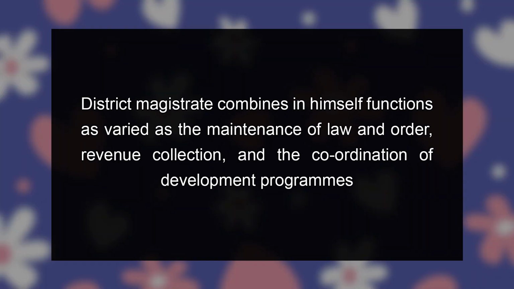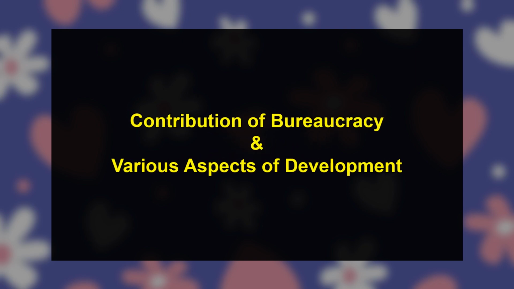At the local level, particularly, direct rule by the bureaucracy continues. The district magistrate combines in himself functions as varied as the maintenance of law and order, revenue collection, and the coordination of development programs. The elected rural and urban local bodies have very limited resources and are weak otherwise also. And these are often superseded by the state government if an opposition party happens to come into power in these. On their supersession, the district magistrate takes over their functions also. We shall briefly examine the contribution of bureaucracy in the various aspects of development.